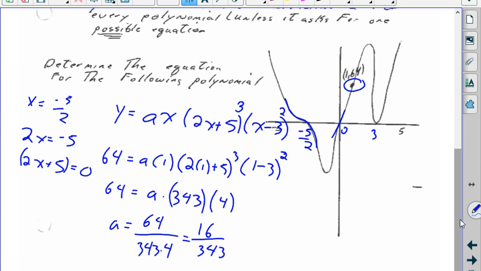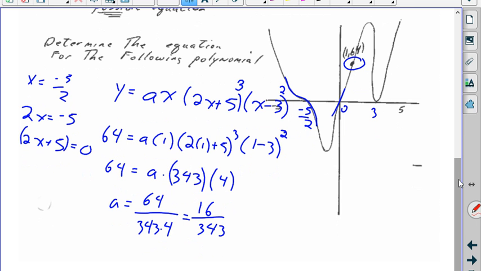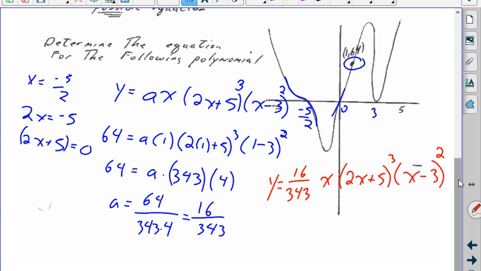Okay. Now, the reason why that fraction's so weird is because I chose a weird number there. I think if I had chosen 2, life would have been a lot easier. The equation that describes this graph with these zeros passing through 1 and 64 is 16 over 343 times x times (2x plus 5) cubed times (x minus 3) squared.